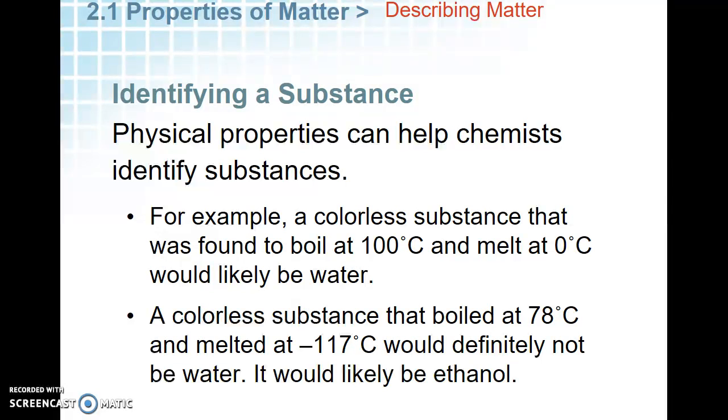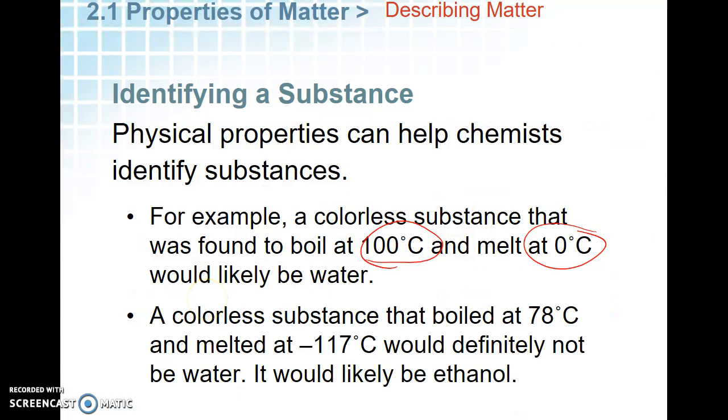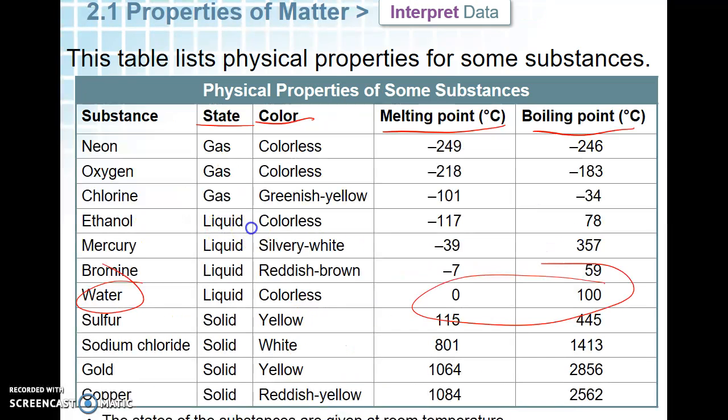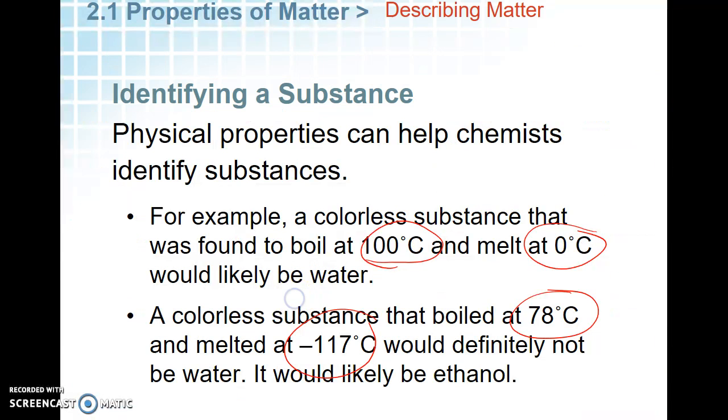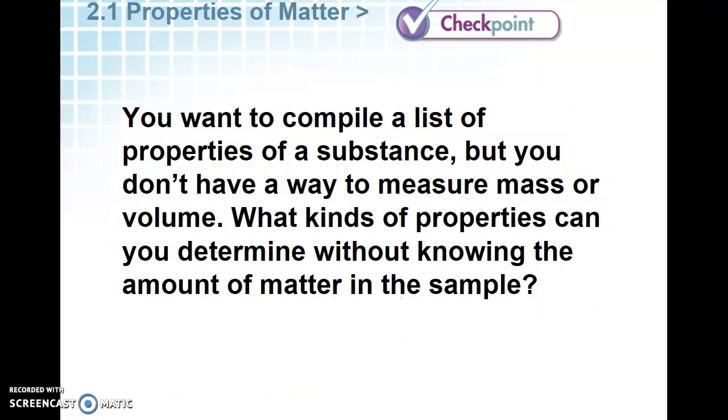So let's say we have a colorless substance that was found to boil at 100 degrees Celsius and melt at 0 degrees Celsius. When I look at that list from before, 100 and 0 right here, more than likely it'd be water, or at least I can make that guess. A colorless substance that boiled at 78 degrees Celsius and melted at negative 117: 78, negative 117, probably ethanol. So we can use physical properties to identify substances. And so why is glass good for windows? Because it's transparent. Transparency is another physical property. Copper is not transparent, so obviously we don't want windows made out of copper.